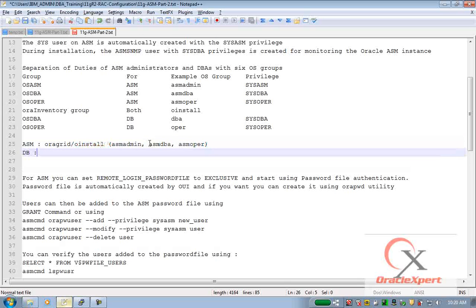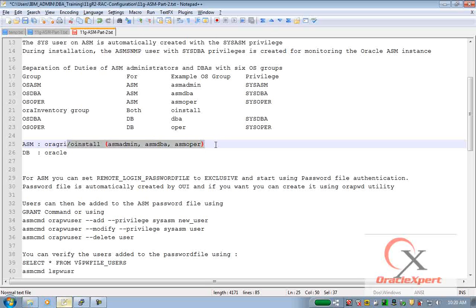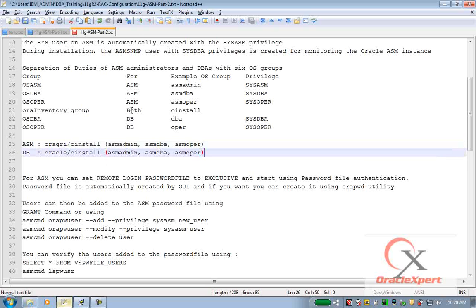For the DB, you can create a user account oracle whose primary group must match that of your ASM admin's primary group, and then he could be made a member of DBA and OPER.